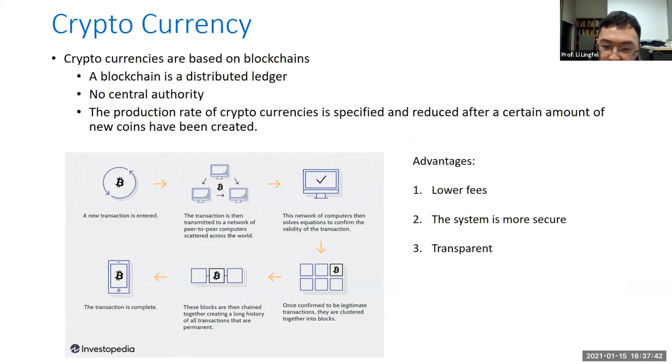And also it is transparent. Nowadays people demand more transparency. If it's done by a central authority, there's definitely no transparency. Only the central authority knows what happens. But for the blockchain, if you are in this network, you can view all the transactions, so it's very transparent.